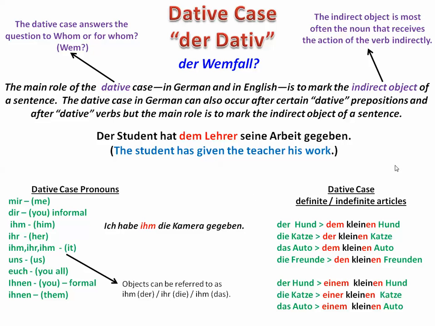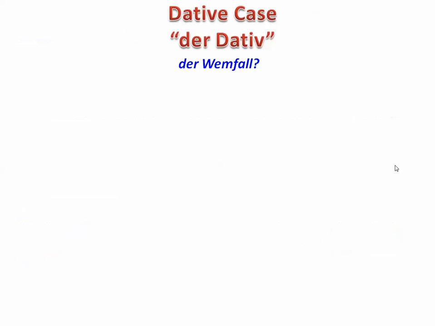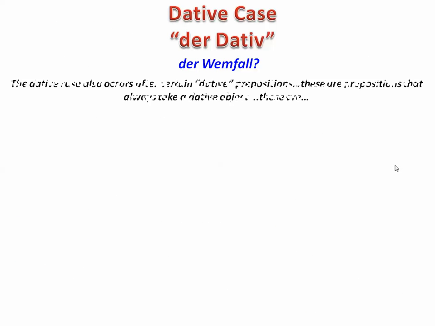So, what are some examples? Ich habe ihm die Kamera gegeben. I have given him the camera. What did I give the camera? To whom? Him. Hast du der Frau die Blumen gebracht? Have you brought the lady the flowers? What have you brought the flowers for whom? The lady.